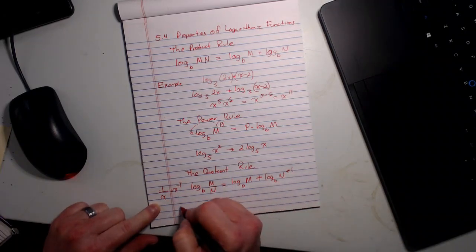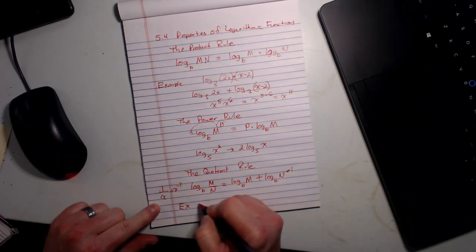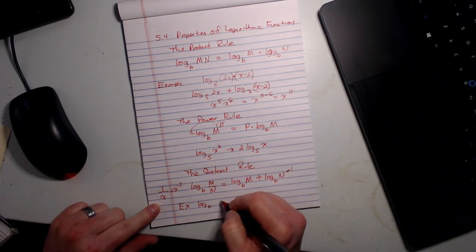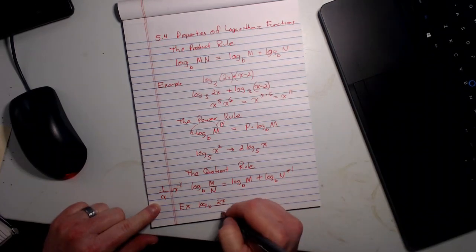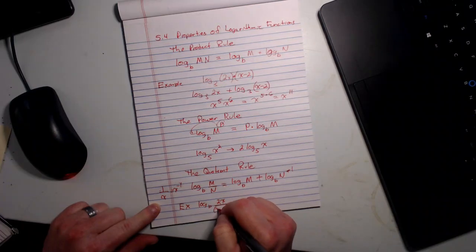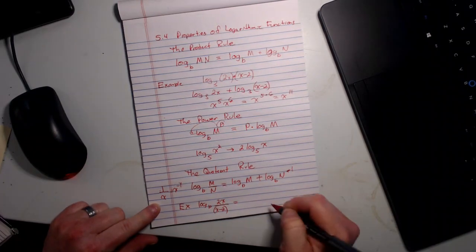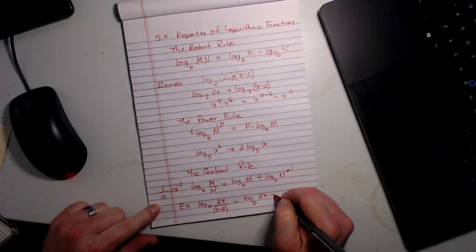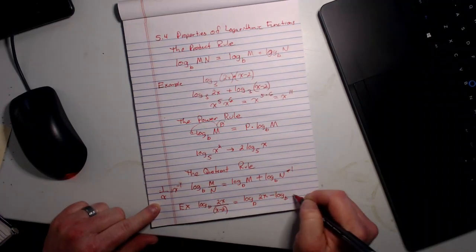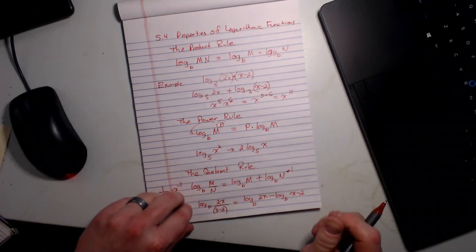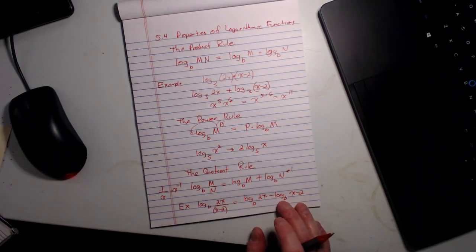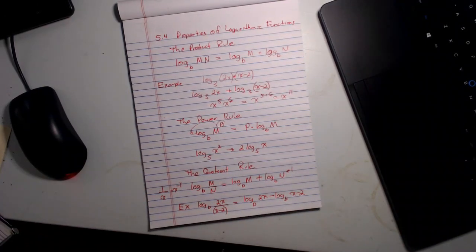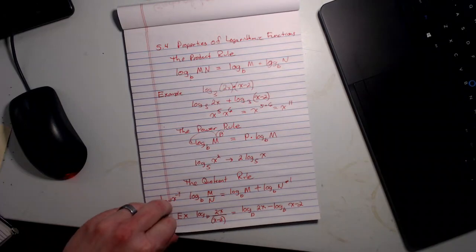An example of this would be if we had log base b of 2x over x minus 2. We can change that into log base b of 2x minus log base b of x minus 2. Okay, so those are the three rules that are in this section. The idea is to actually just put them all together.